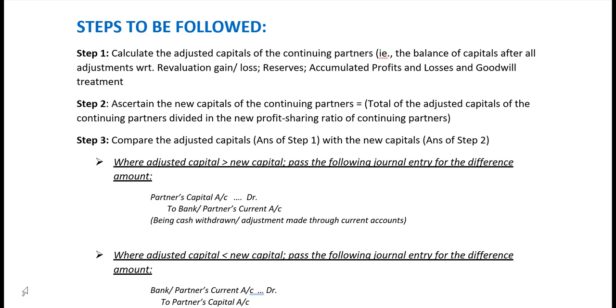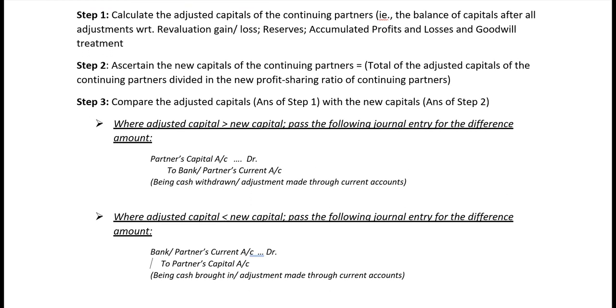The step 3 is to compare the adjusted capitals arrived as per step 1 with the new capitals, which is the answer of step 2. Where the adjusted capital is greater than the new capital, we need to pass the following entry for the difference amount. Partners capital account debit to bank or partners current account. Where cash is being withdrawn, we'll credit bank account. If adjustment is to be made through current accounts, we will credit the partner's current account.